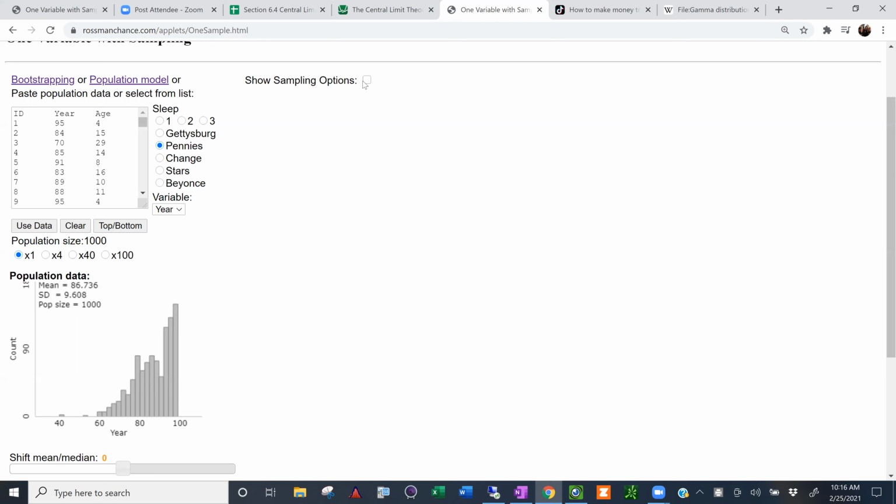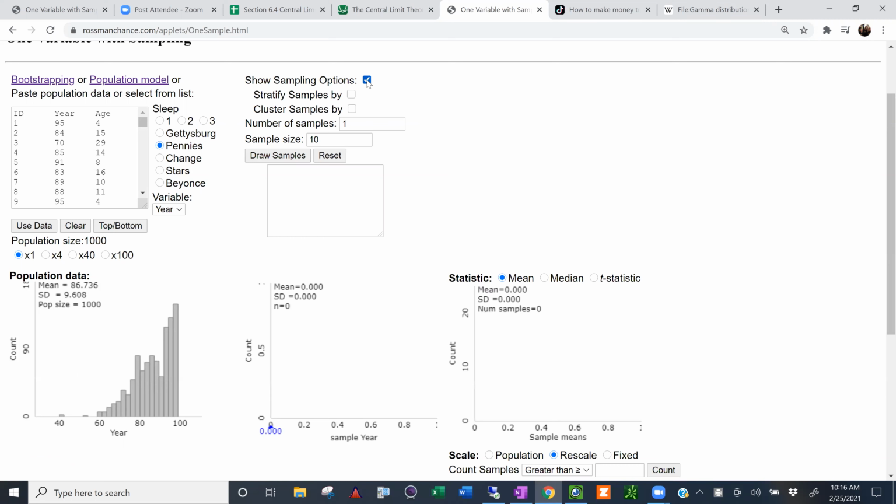But come up here to this box that says show sampling options. Click that. And then we're gonna set the number of samples to be 1,000. We're gonna take 1,000 samples of size 2 from this distribution. So I'll give you a second to set those up.